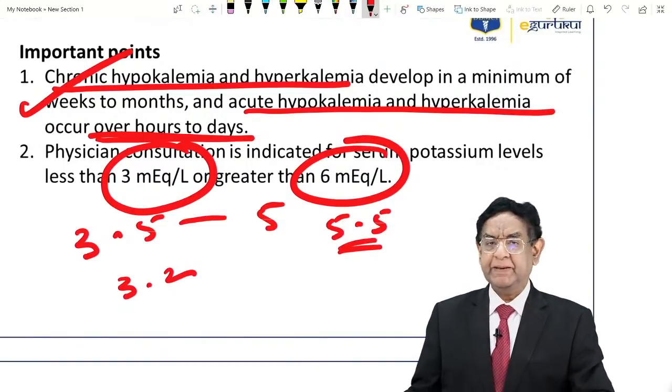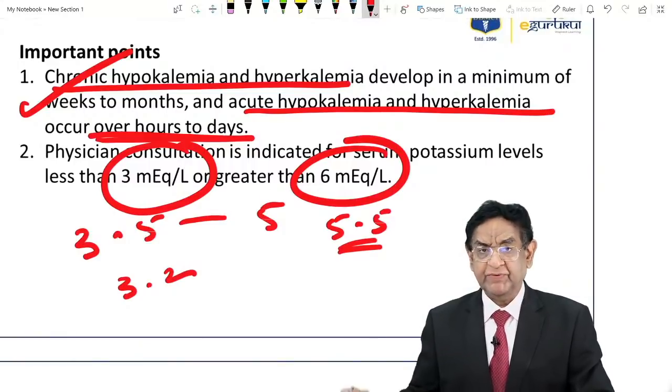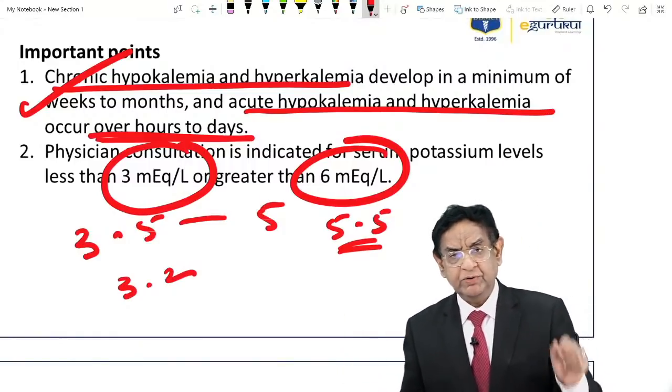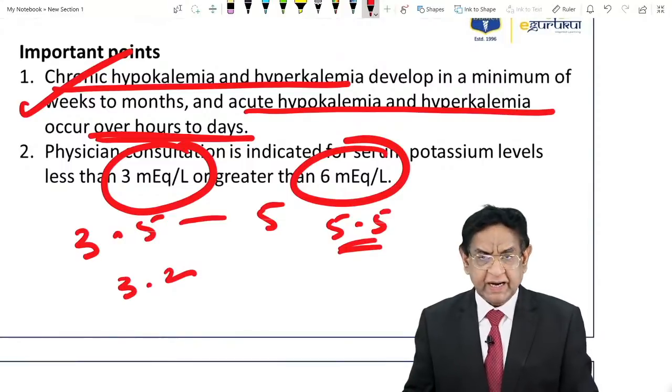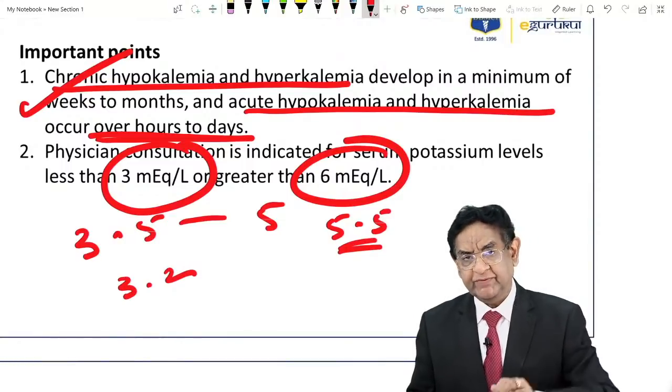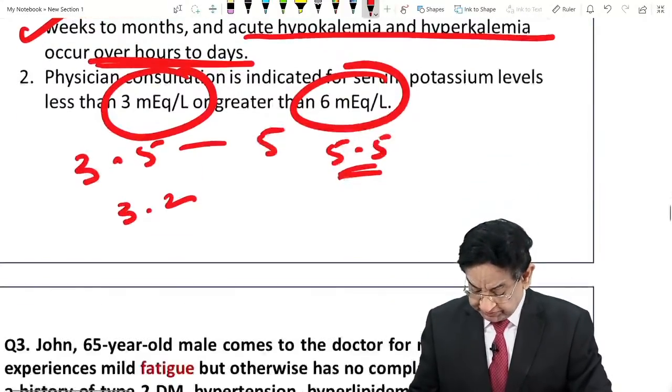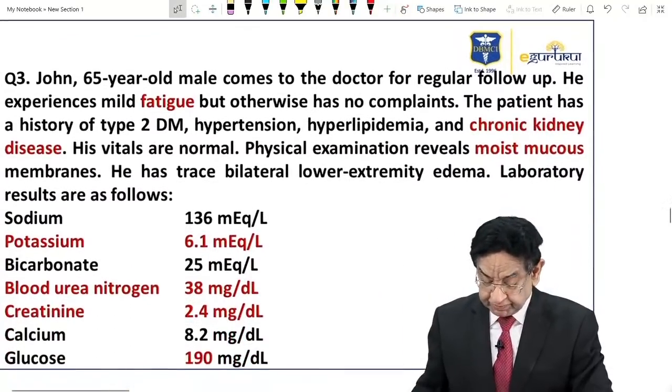These are simple important points to tell you the importance of, number one, acute versus chronic, and number two, the importance of potassium less than 3 and more than 6.